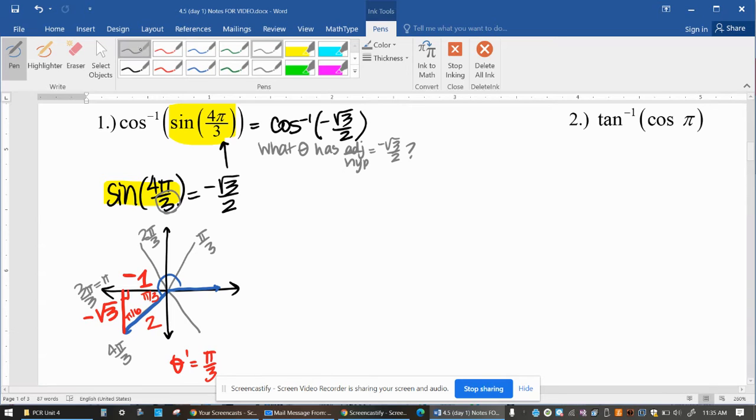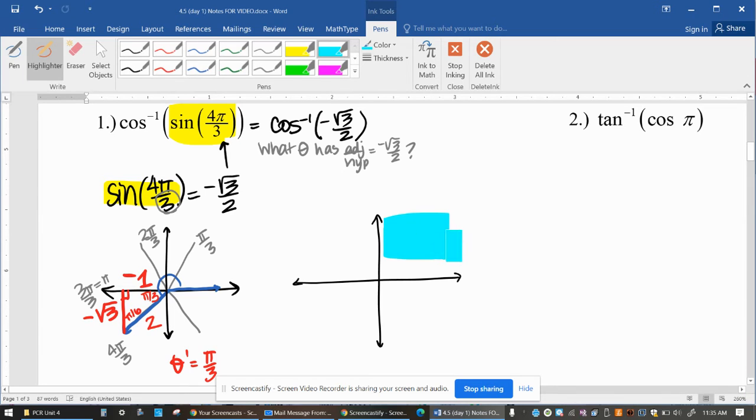Well, let's think back to what quadrants we're limited to, right? Remember, this is our job now: we're trying to find cosine inverse of negative root 3 over 2. We are restricted to quadrants 1 and 2 for cosine inverse. But because it's negative, we're not going to use the special triangle in quadrant 1. We're going to use the one in quadrant 2. You'll see why in just a second. It has to do with the side lengths, okay?